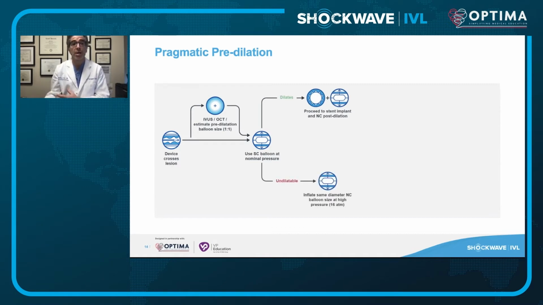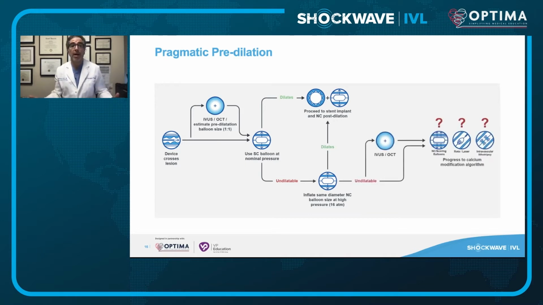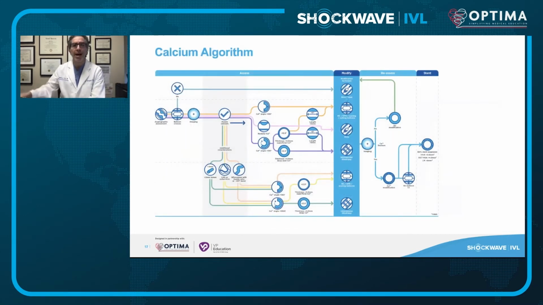If not, you can switch out to a non-compliant balloon, go to high pressure. There, if it dilates, great. Proceed to stent implantation. But if it doesn't dilate, and now you have a waist in your non-compliant balloon at high pressure, what next? So you could repeat your imaging, if you haven't done it at first, and decide with our algorithm whether to use a scoring balloon, atherectomy, or IVL. Or you can just go straight up, because you're not an imager, and you can just decide based on angiographic characteristics. And there is some potential regret if you choose that approach. We'll talk about that.